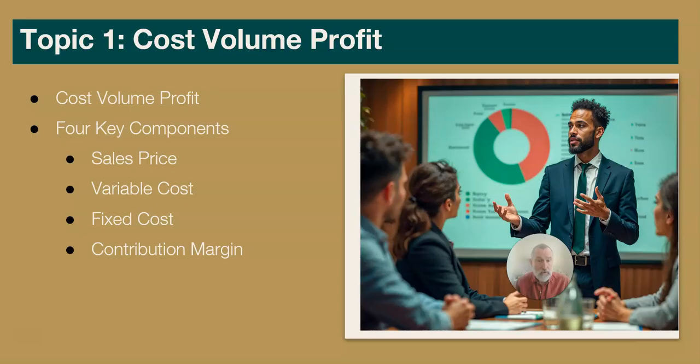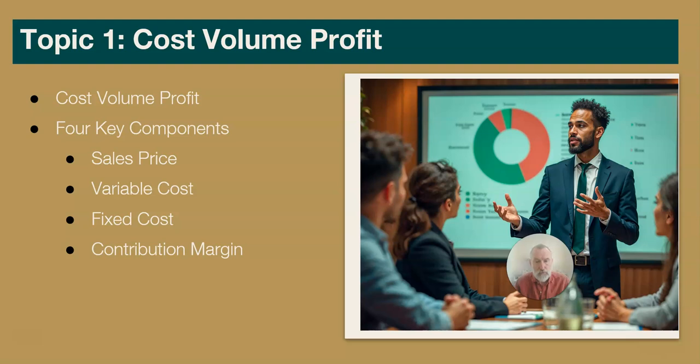The CVP model relies on a few key components: the sales price, the amount that the company is going to sell the product for; variable cost, these are costs that change in direct proportion of the volume of goods and services being produced, maybe raw materials or direct labor; fixed cost, the costs that remain constant regardless of the volume of services or goods produced. This could be rent or salaries.